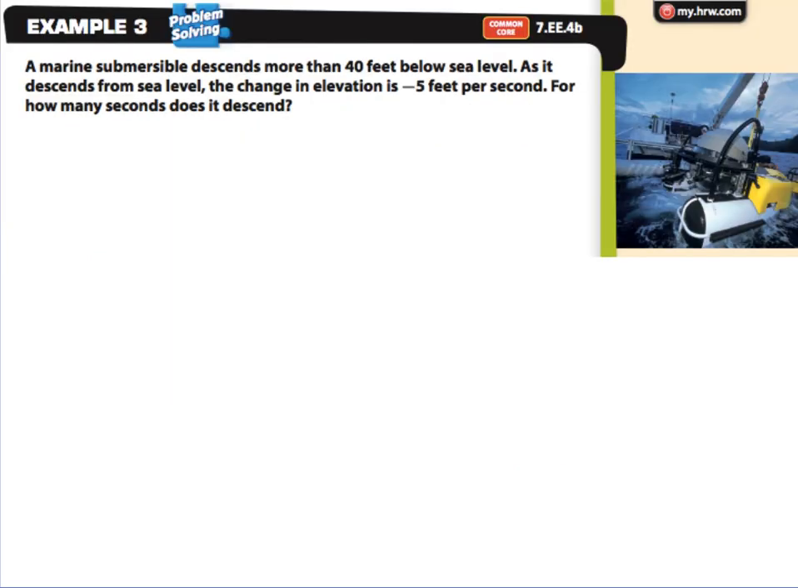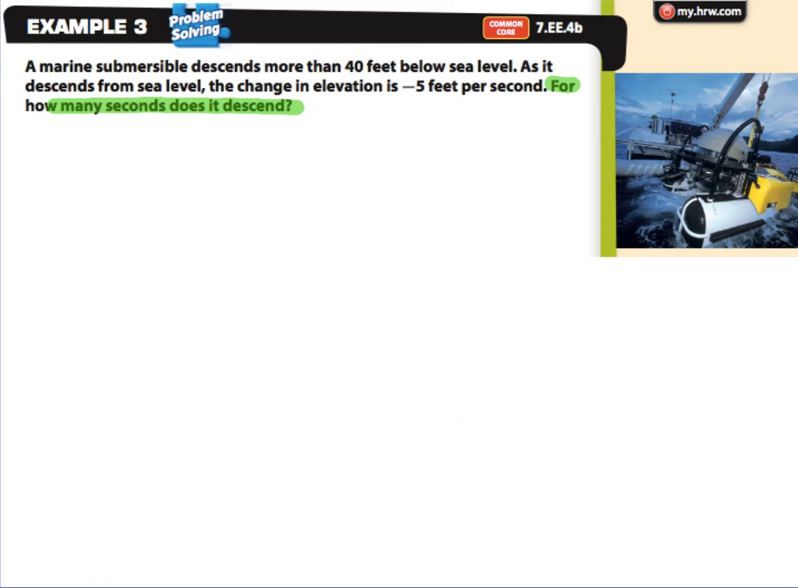Right. One more problem here, and then we are good to go. So now we're going to take a word problem, and from that word problem, we're going to create an inequality, and then we're going to solve it. All right. So I have a marine submersible descends more than 40 feet below sea level. As it descends from sea level, the change is -5 feet per second. For how many seconds does it descend? So I have to highlight the question. For how many seconds does it descend?